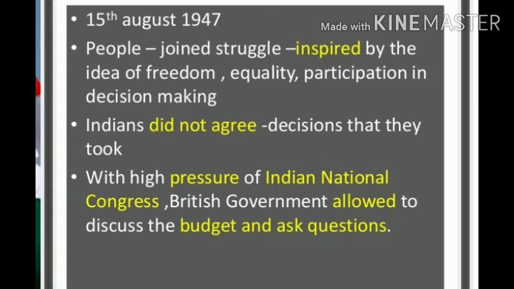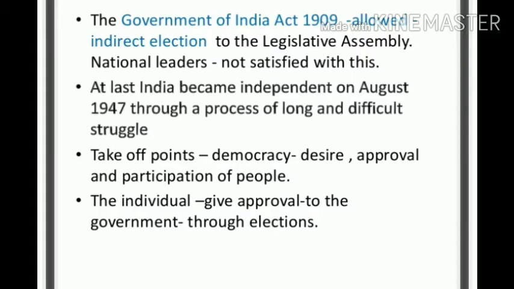The nationalists began to criticize the British government openly, and the Indian National Congress demanded that there should be elected members in the legislatures with a right to discuss the budget and ask questions of the government. The Government of India Act 1909 allowed indirect elections to the legislative assemblies. National leaders were not satisfied with this. So at last India became independent in August 1947 through the process of long and difficult struggles.